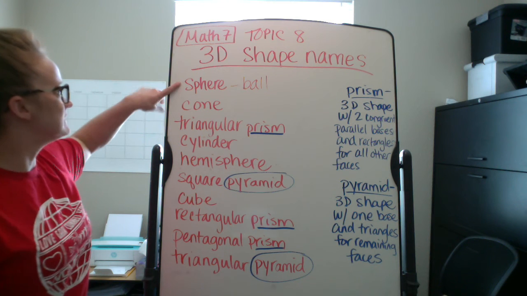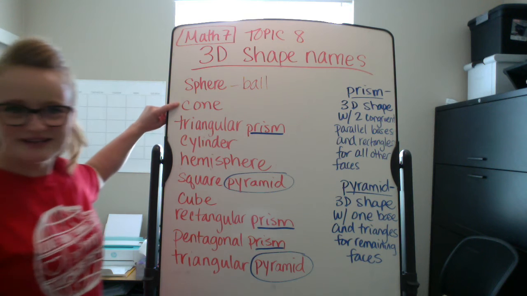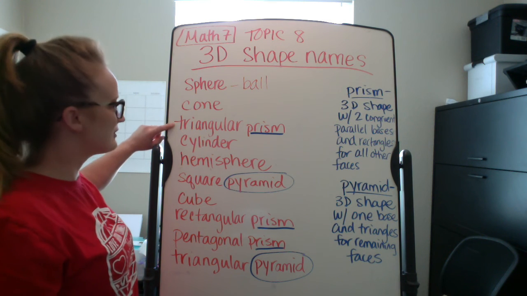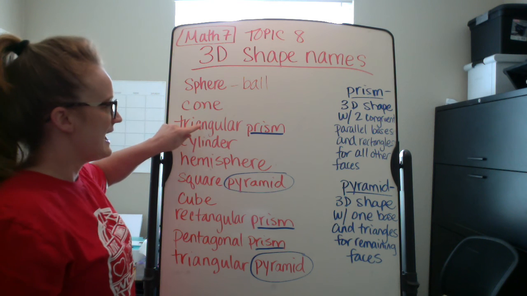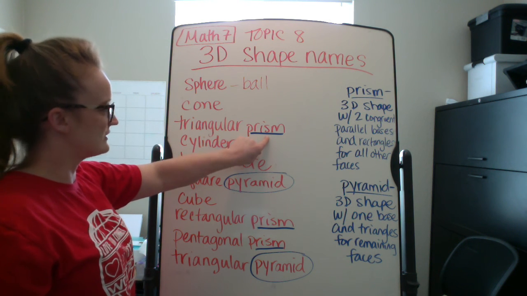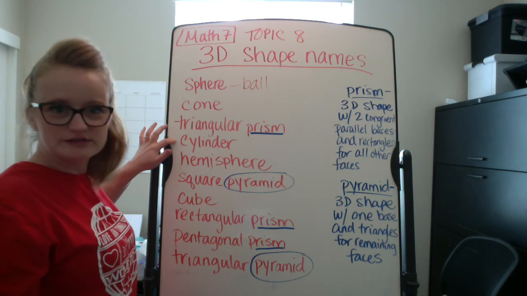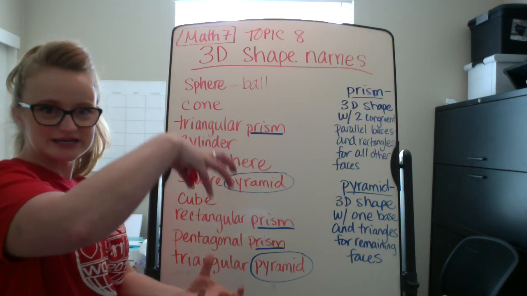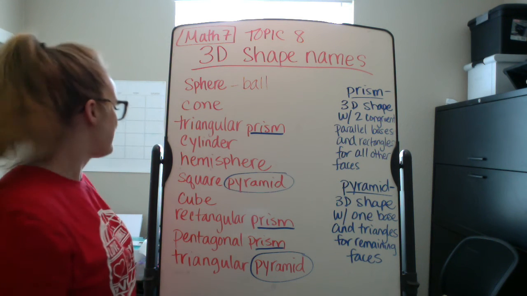So if we go through our list, again, sphere is like the ball, cone is like that ice cream cone. Sorry, I'm out of my video. Triangular prism, right? Triangular prism means it's going to have a triangle base, and then rectangles for all the other faces because of that word prism. Cylinder, we mostly know that. That's the circle that's kind of stretched out, two parallel circles that are connected to each other that makes like a can. Hemisphere is half a sphere.